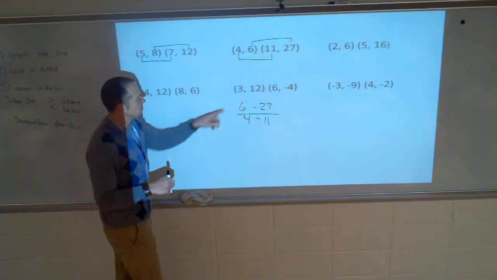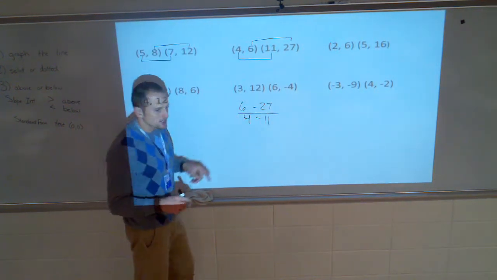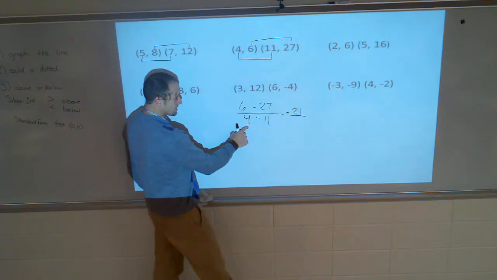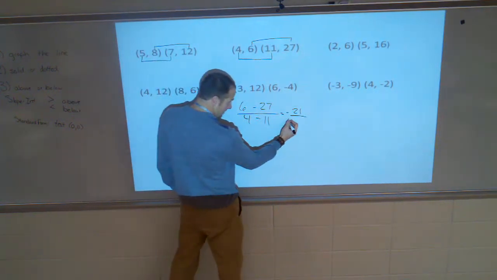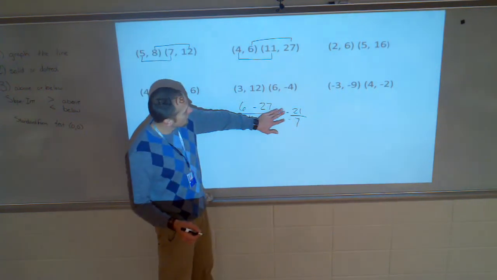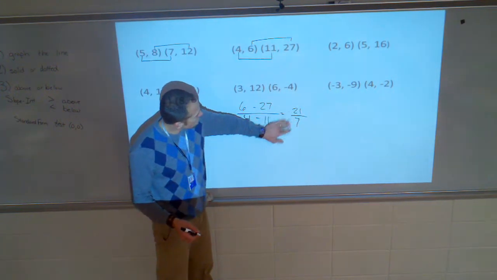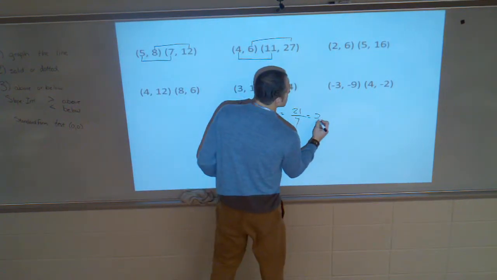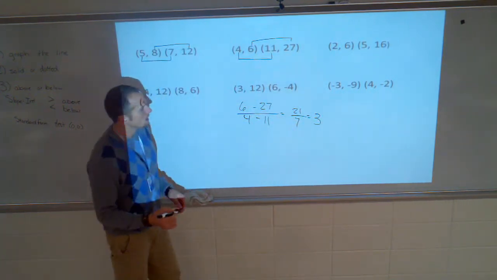Okay, Teresa, what is 6 minus 27? Negative 21. Kyle, positive 4, negative 11? Negative 7. Negative 7. Sabrina, a negative over a negative is a? Positive. And Zara, 21 divided by 7 is? 3. So your slope is 3.